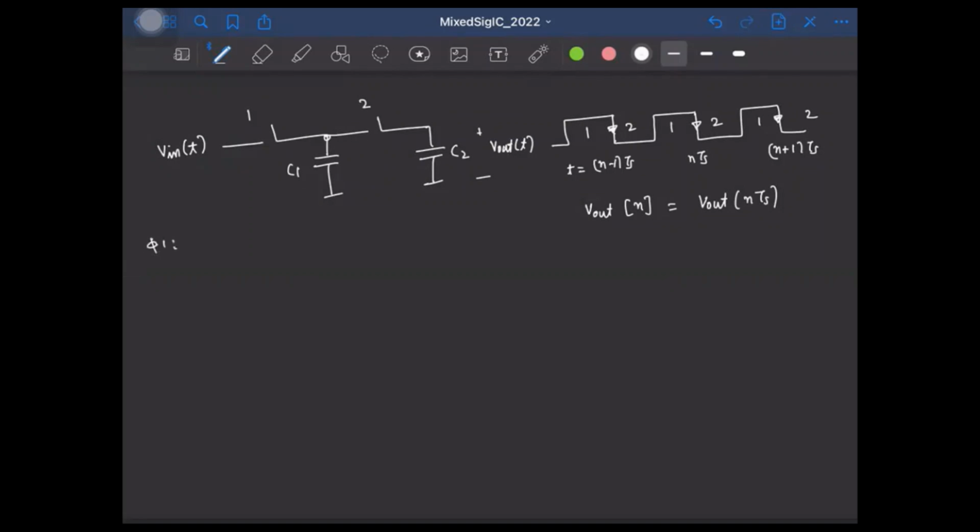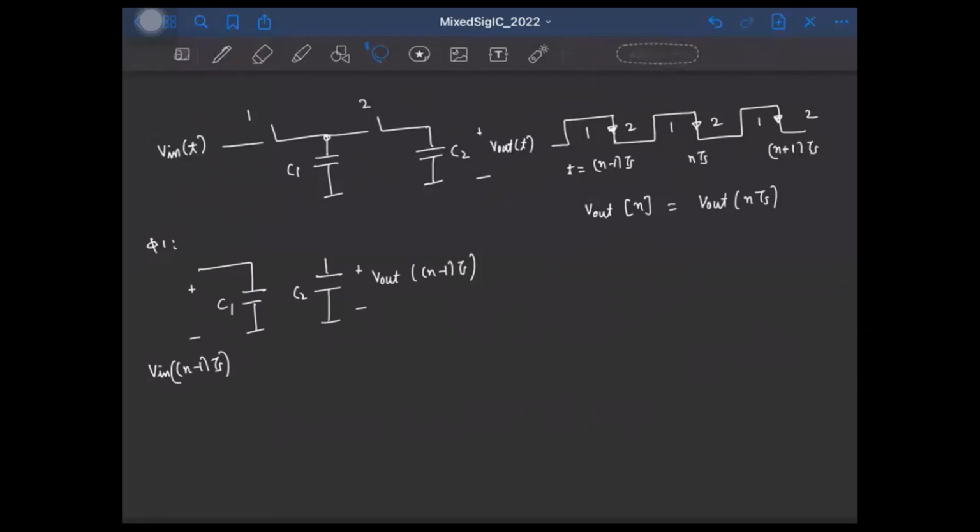So during the phase phi 1, that is during this time period, the equivalent circuit is this. The capacitor C1 is charging to the input and C2 is open like this, right? So at the end of the phase phi 1, that is at this time instant, the voltage stored across C1 is simply V in of (n minus 1) times Ts, right? Similarly, the voltage across C2 is V out of (n minus 1) Ts, right? So again, let me just push it here.